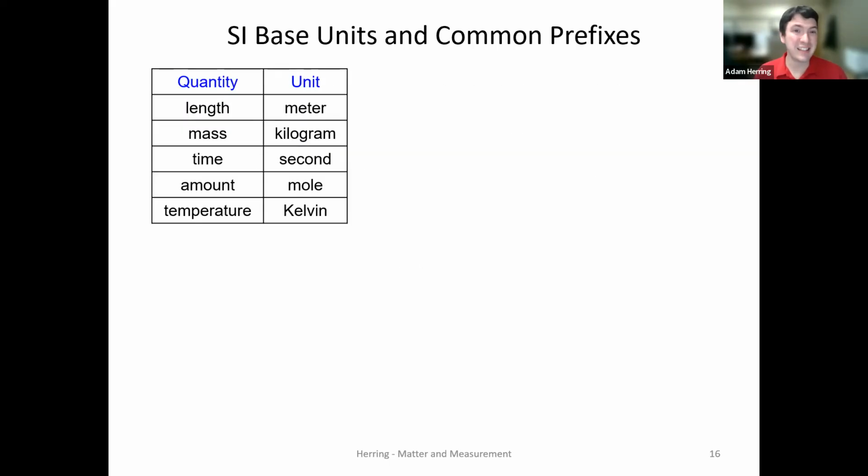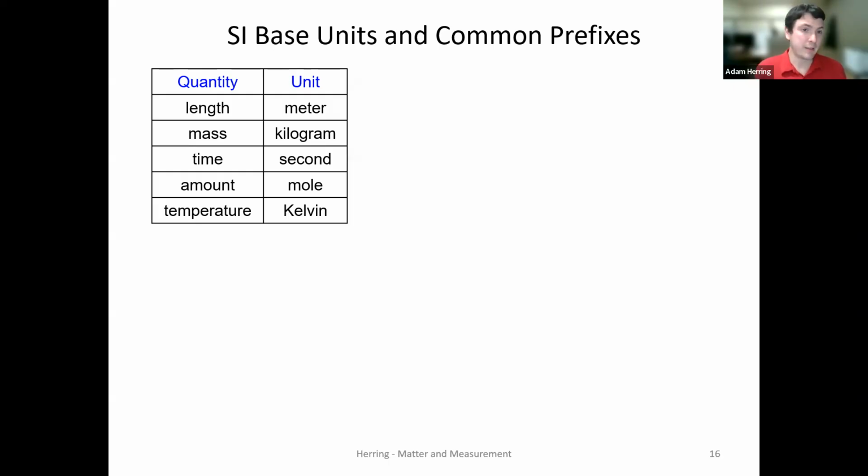So SI units is actually French. It's for Système International, or the international system. It has base units that have common prefixes. So each time we want to measure a given quantity, there's a specific unit associated with it.